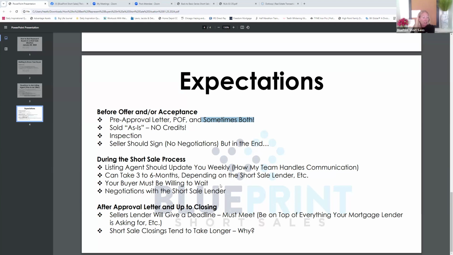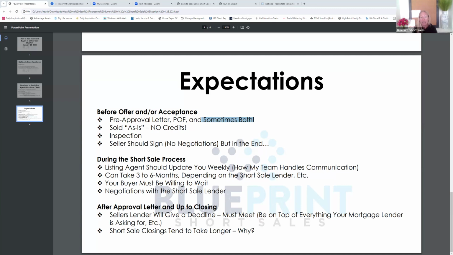I'm pretty sure buyers don't quite understand this concept, or maybe the agents aren't properly explaining it, but in a short sale situation, it is an as-is sale. The sellers have absolutely no money to fix anything, so you have to take it as is. If you do the inspection and then ask for a credit, the bank is going to say no. There's no credits for repairs, as is, period.